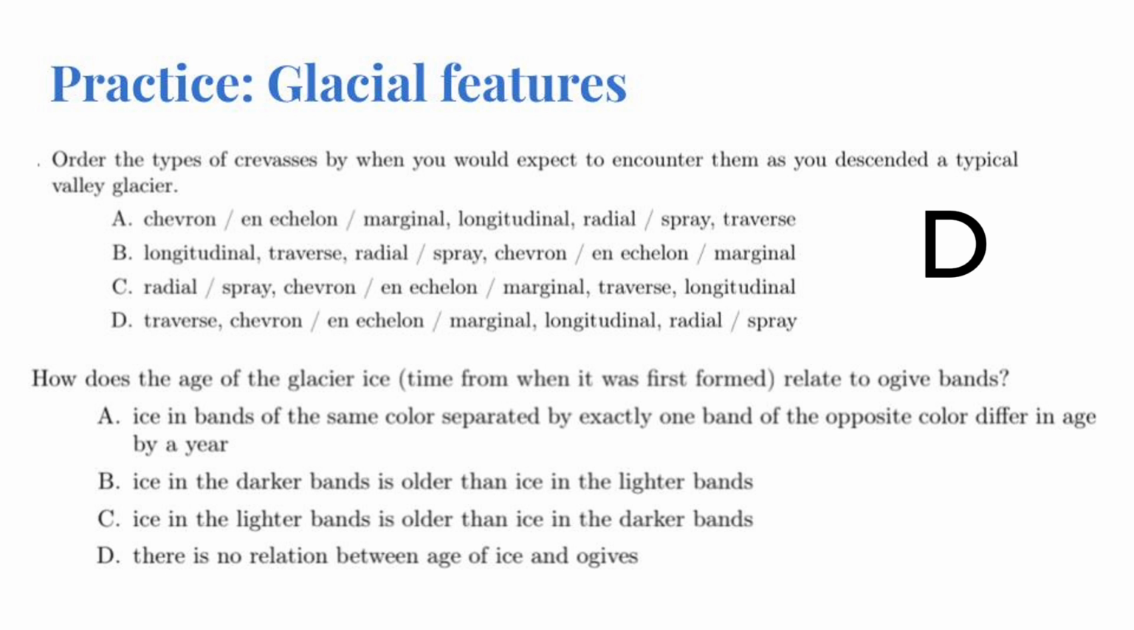How does the age of the glacial ice relate to ogive bands? If we read the answer choices, we would probably know it's A, since, for example, dark colors in the ogive are probably formed by the summer compared to the lighter ogive colors, which are formed in the winter. So the answer is A.